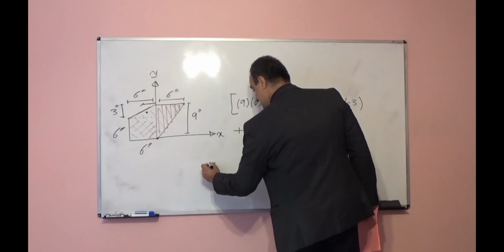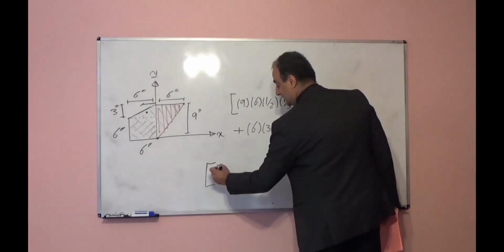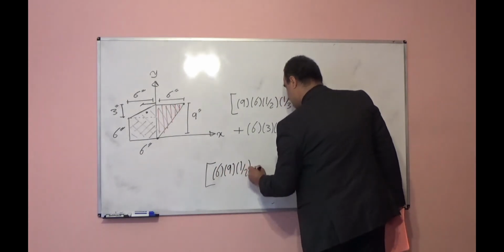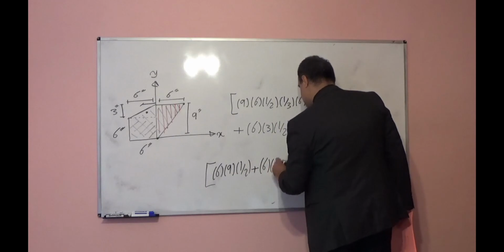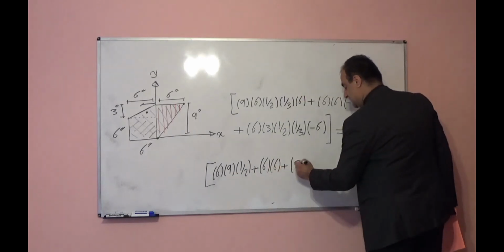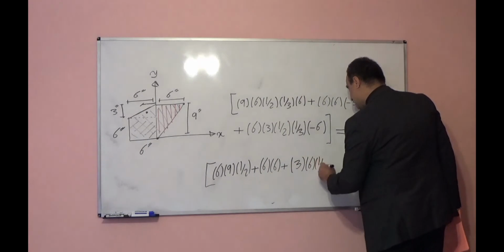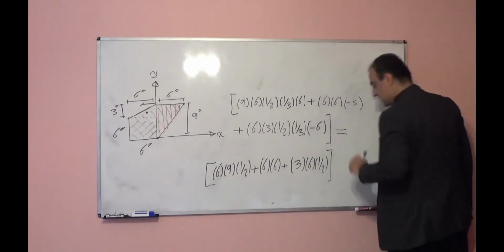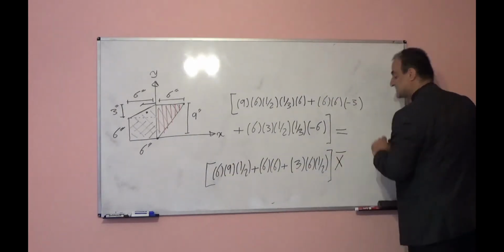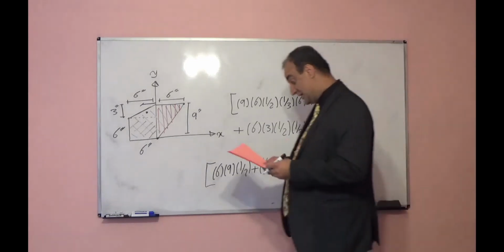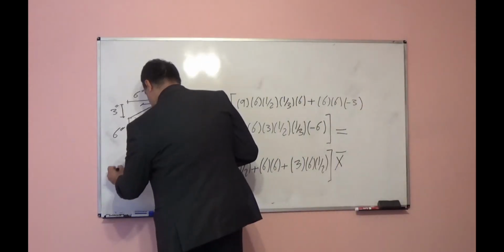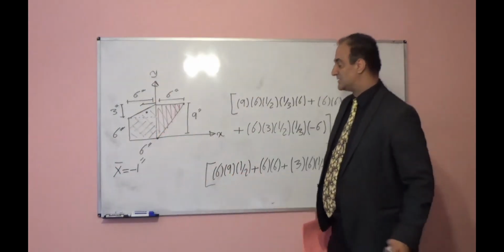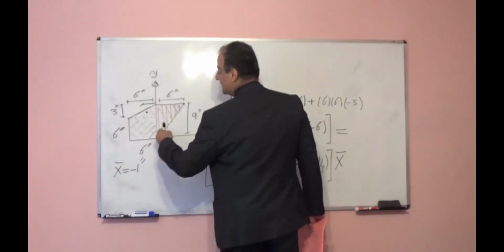This will be the total moment of area, which is equal to the total area times x bar. Total area will be equal to the area of each part: 6 times 9 times half, plus 6 times 6, plus 3 times 6 times half. So the total moment of area is equal to the total area times x bar. If you calculate, you will find x bar is equal to -1 inch. So the centroid in the x direction will be on the negative side.